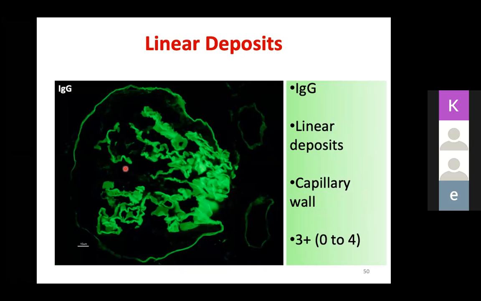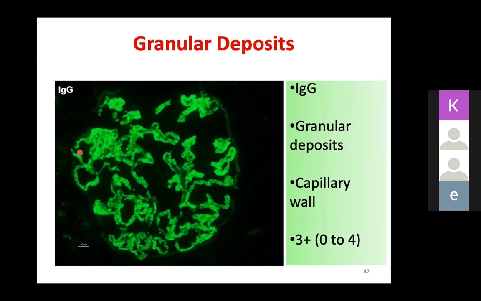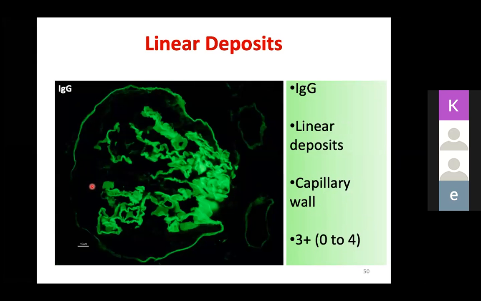The third pattern is a linear pattern with IgG along the capillary loops. Linear means as if you have taken a sketch pen and you are drawing like this. It's absolutely straight. There are no dots to it. Whereas in the membranous pattern, there were little dots present along the capillaries. But in the linear pattern, it's just a straight line. So this linear pattern would mean anti-GBM disease, whereas that was also along the membrane, but that meant membranous.